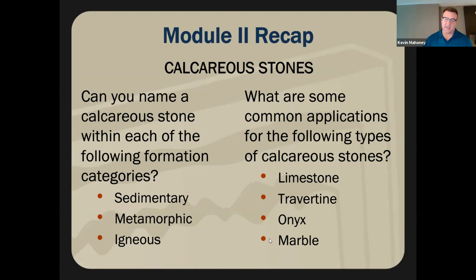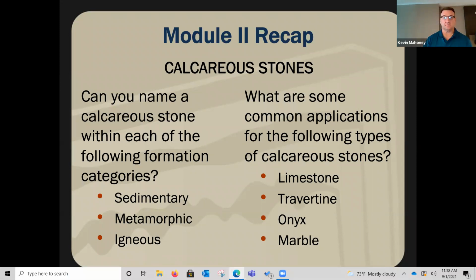A calcareous sedimentary stone: limestone, travertine, and onyx. A metamorphic calcareous stone is marble. And there are no igneous calcareous stones. So that was a trick question. What are some common applications for the following types of calcareous stone?